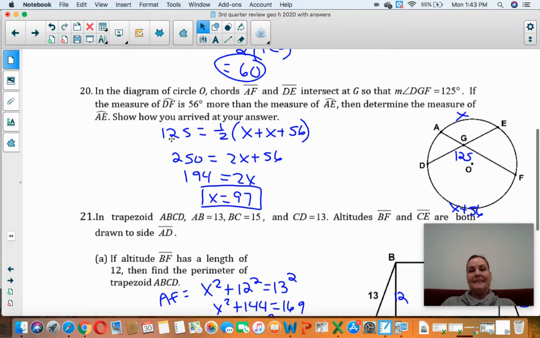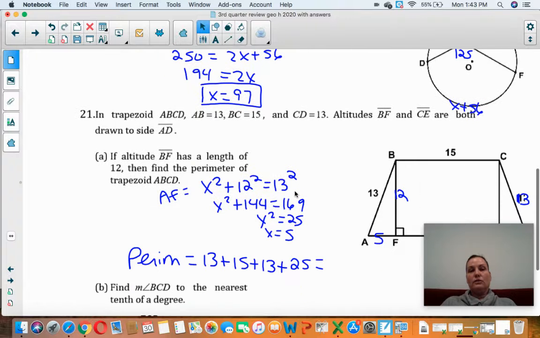And again, the rule is the angle, which is 125, equals 1/2 the sum of the arcs. So I'm adding those arcs together. The first thing I need to do is to get rid of this 1/2. So I multiply by 2 and it's gone. And I multiply this side by 2. That's how I get the 250 right here. Then I subtract 56. I divide by 2, and X is 96. Okay, so that's my answer.